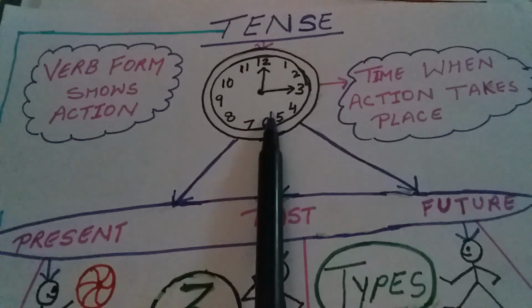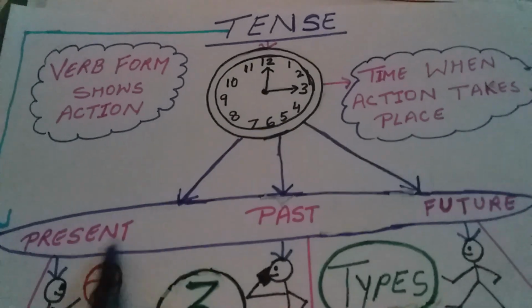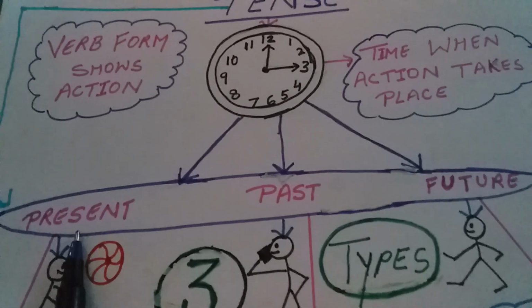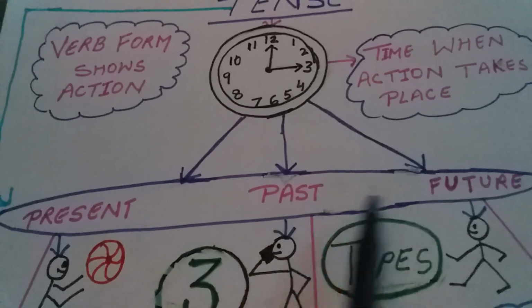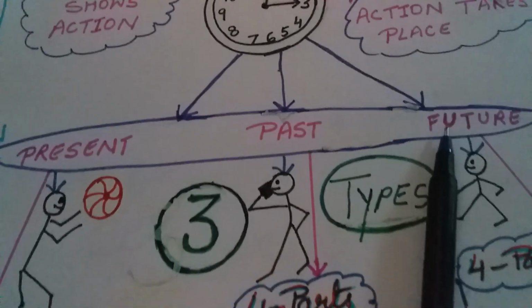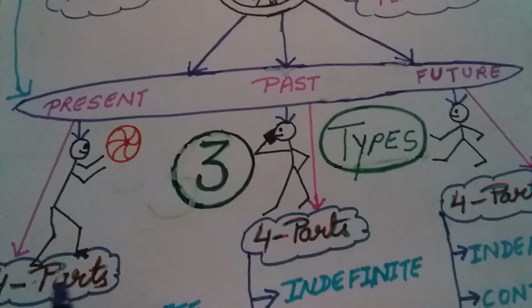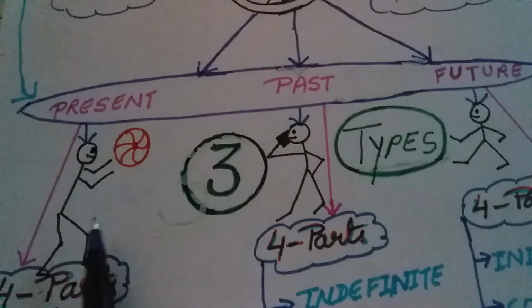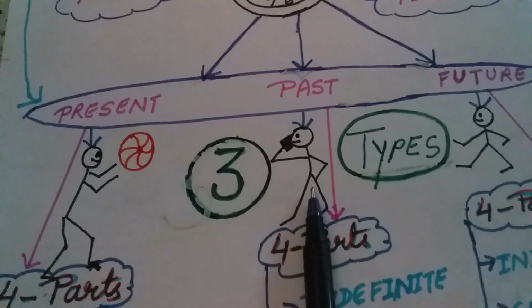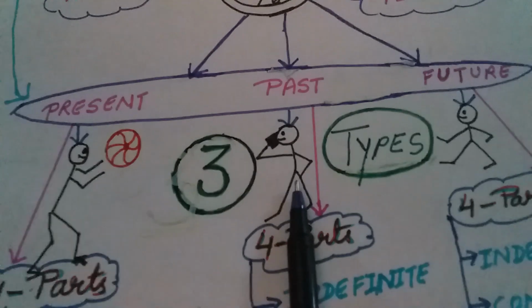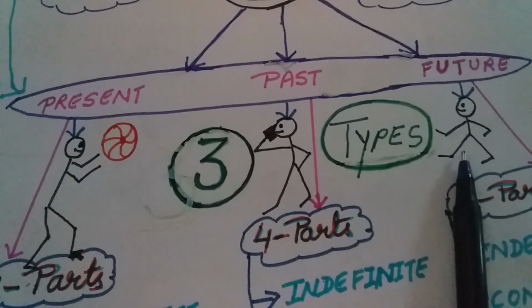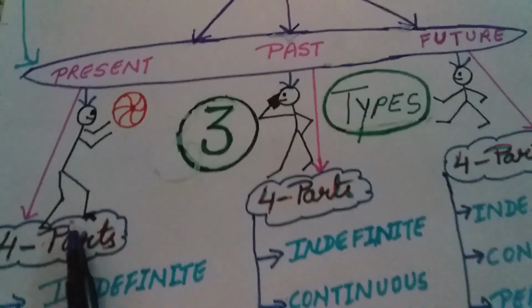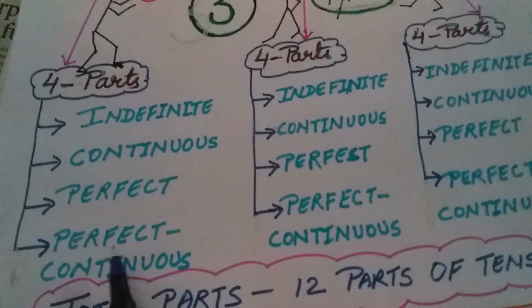Now according to that, there are three types of tenses. You all know that: present tense, past tense, future tense. Now whatever is going on right now, we call it present. What has been done, past. What we are going to do is future. Now, every type of tense has four parts.